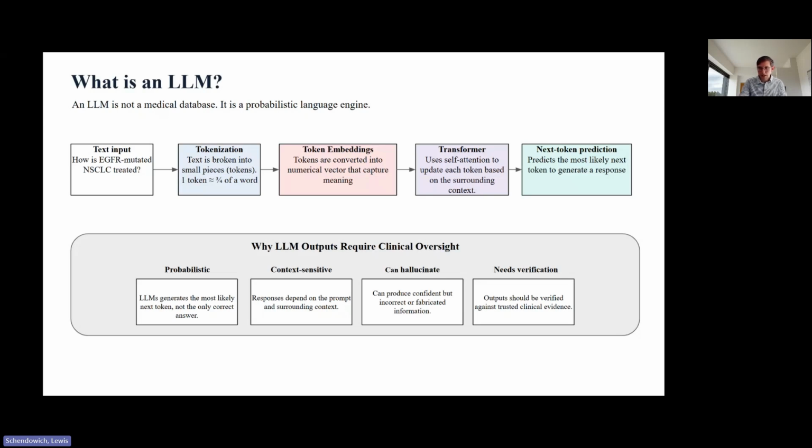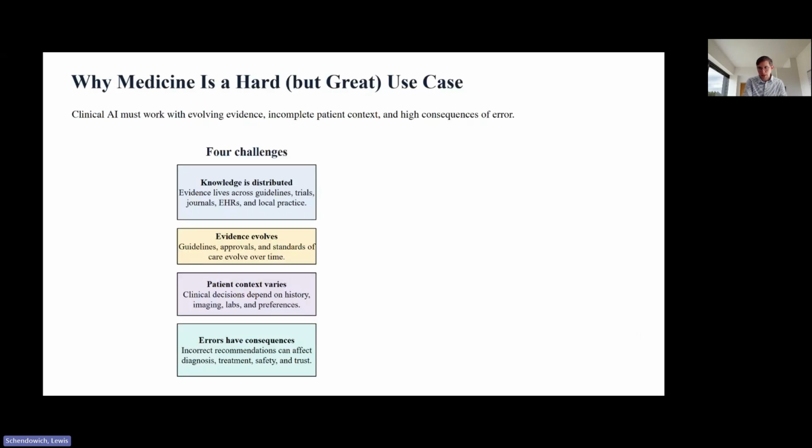It can also hallucinate. What that means is that it produces information that sounds plausible, but is incorrect or unsupported. Because of all of these considerations, it needs verification before it's used in patient care. So, there are really four main challenges for LLMs in medicine.